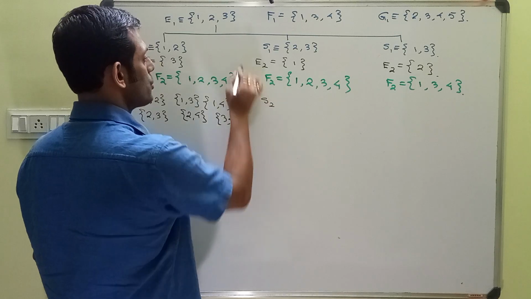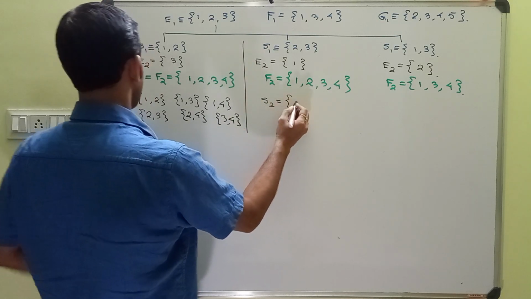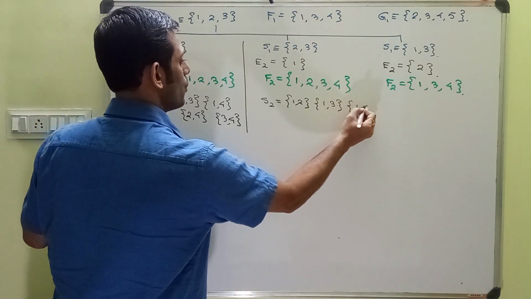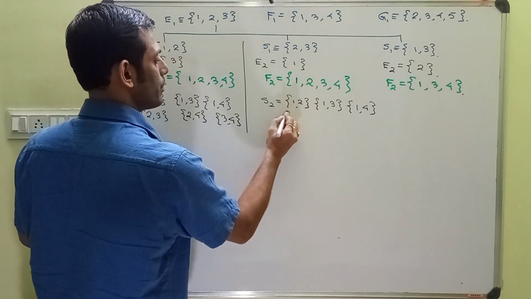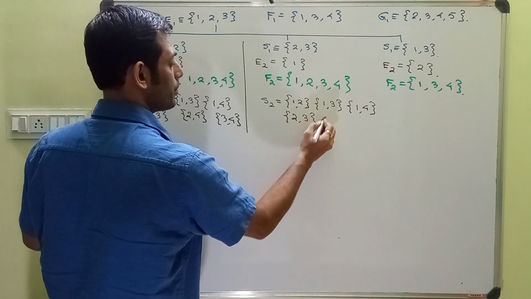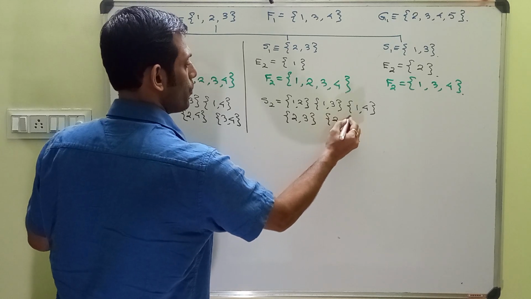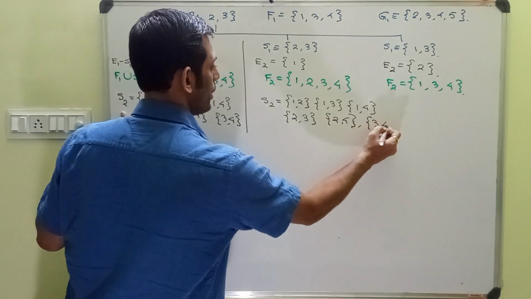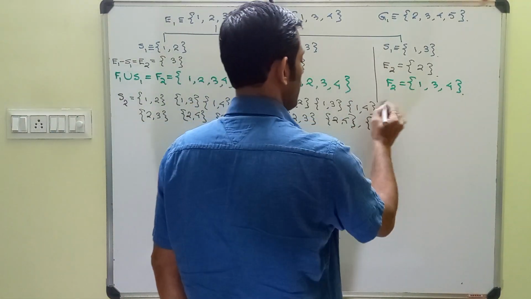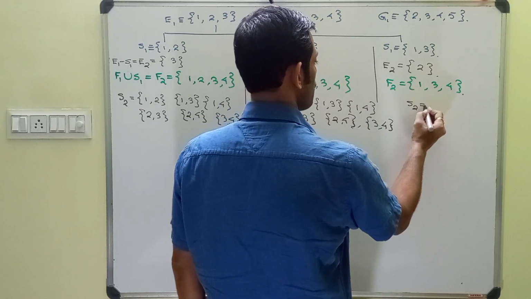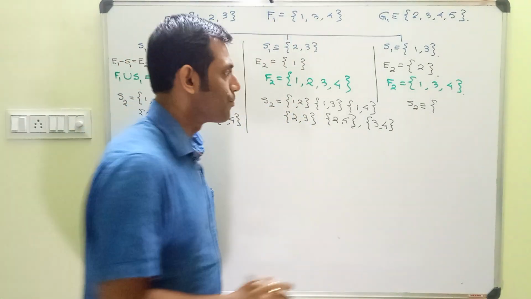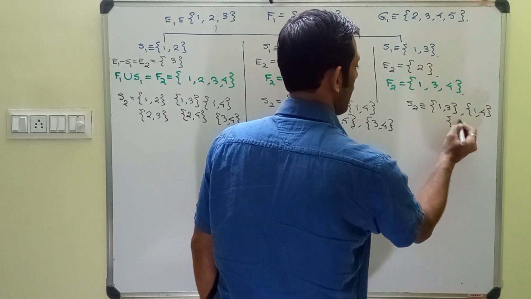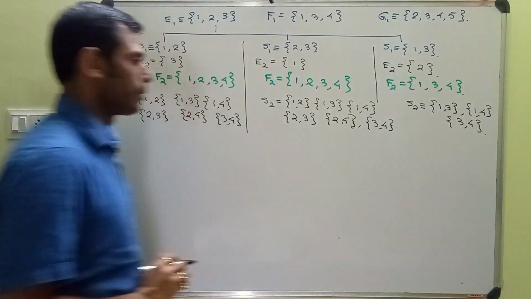Now again S2 in this case is the same as here: 1, 2, 1, 3, 1, 4, 2, 3, 2, 4, and 3, 4. In the last case, the S2 sets will be only 3 sets, that is 1, 3, 1, 4, and 3, 4.